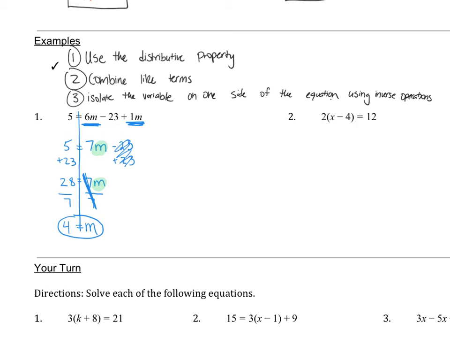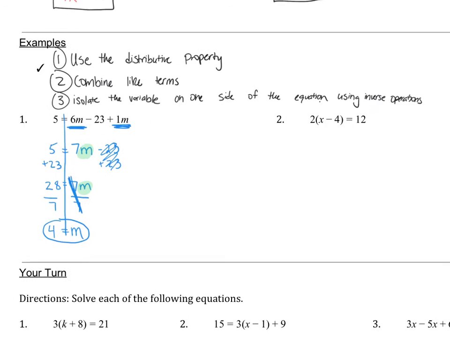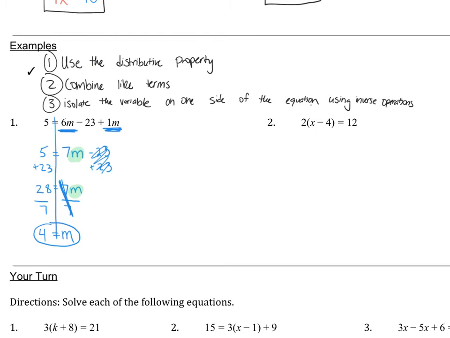Remember, you can always check your work by plugging that m back in if you would like. Let's look at example 2. So for example 2, again, I'm going to go back to my steps. I always want to use the distributive property first.